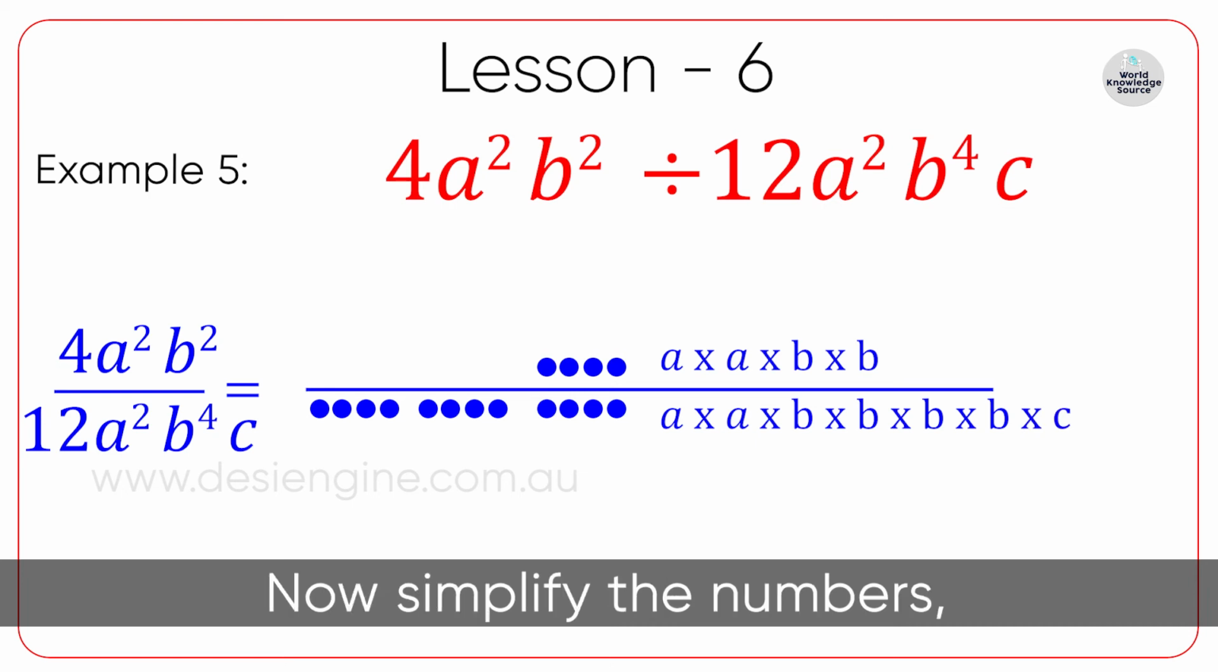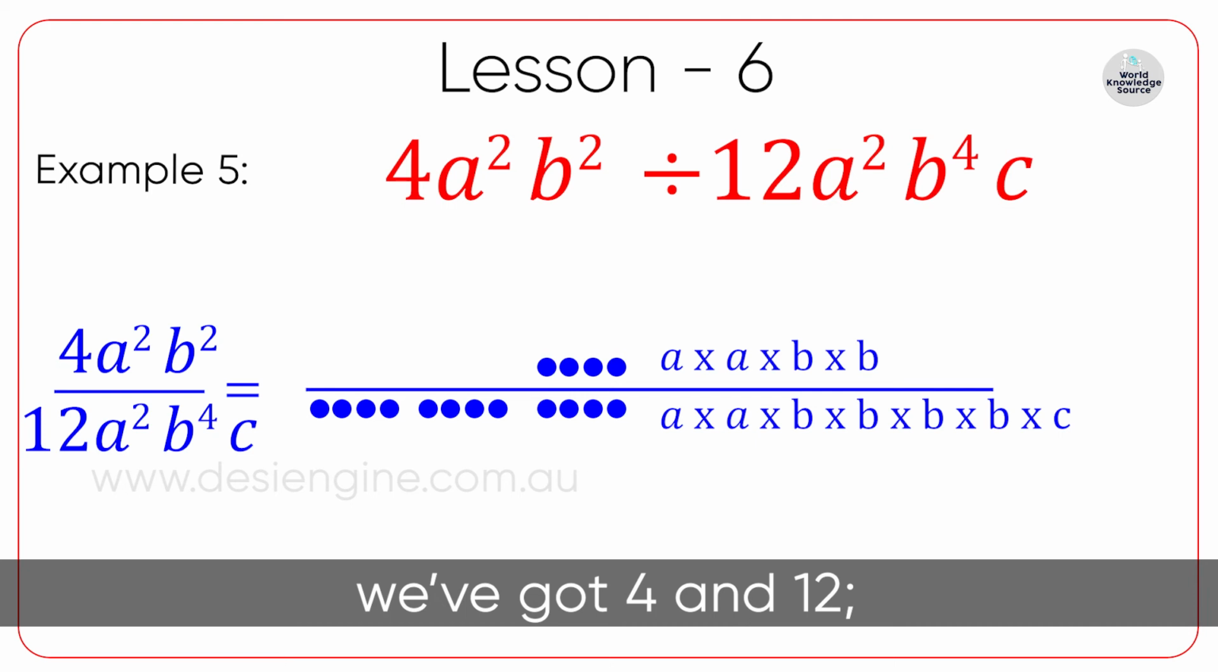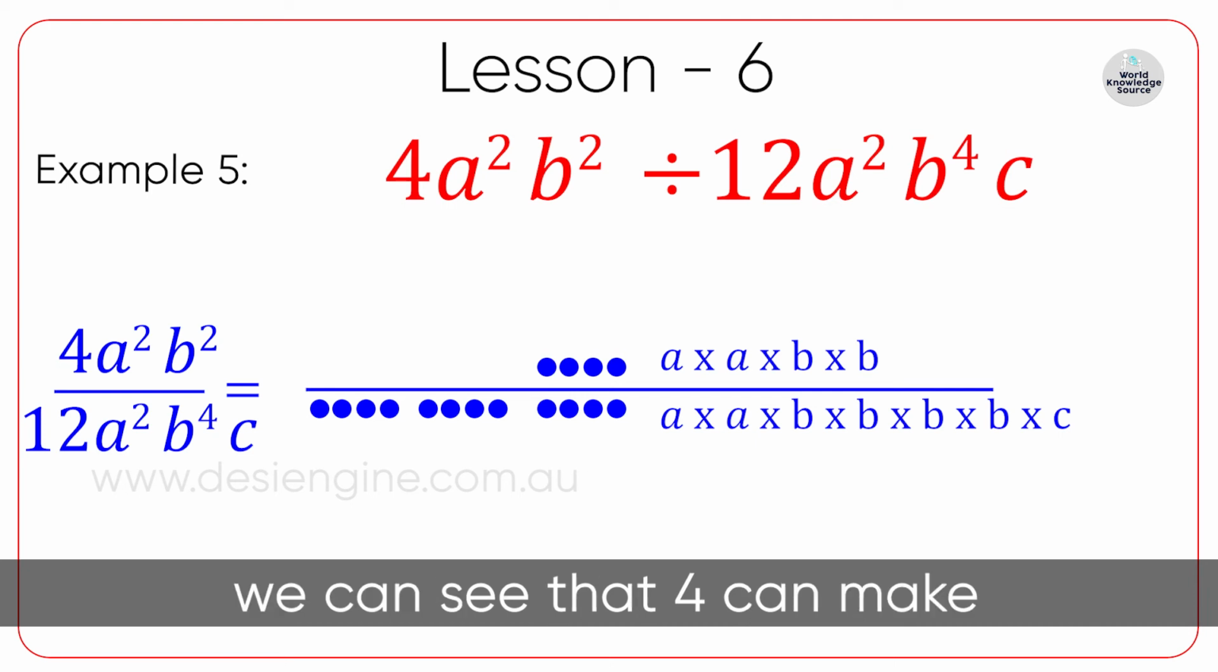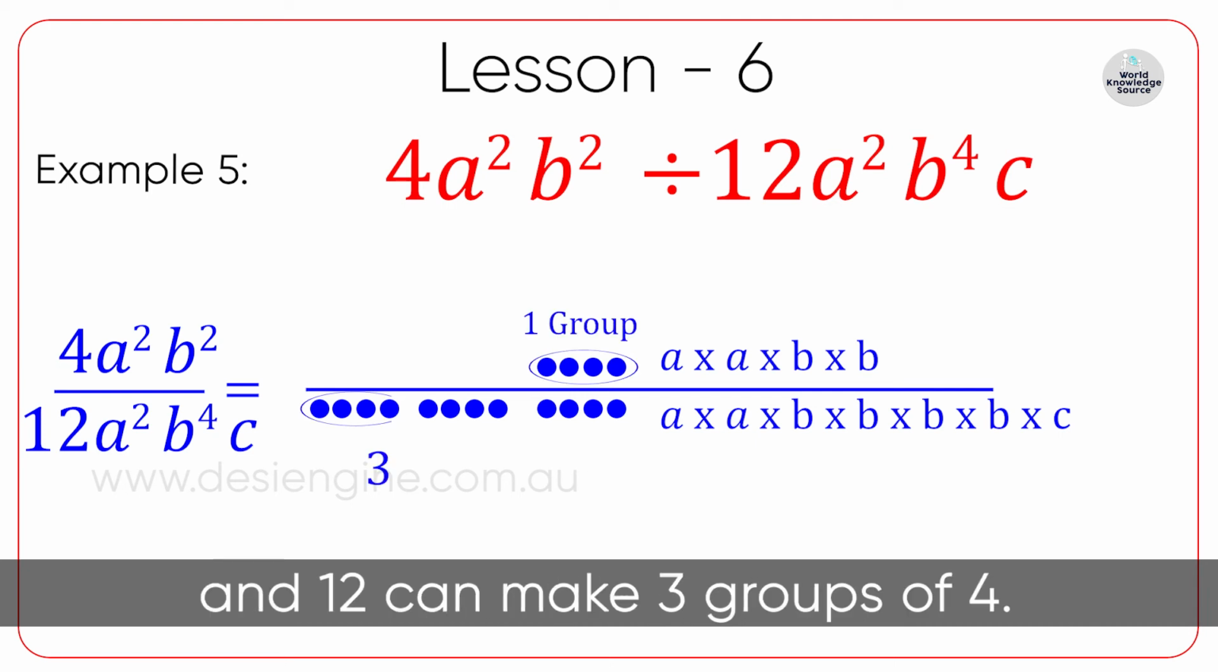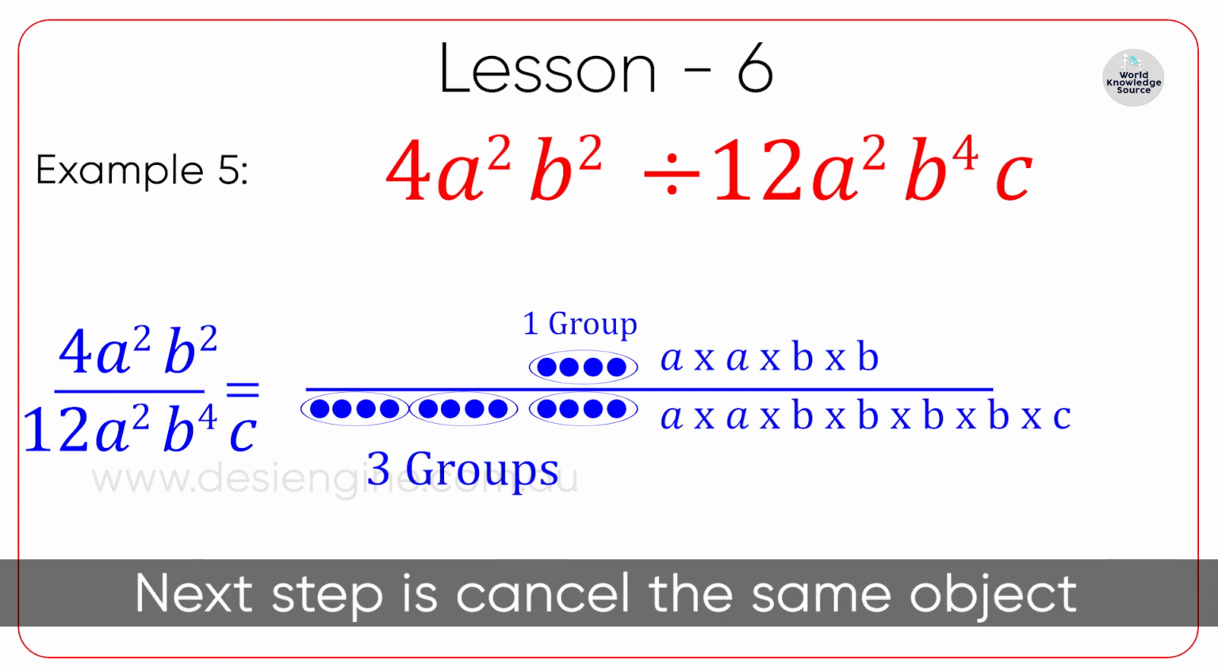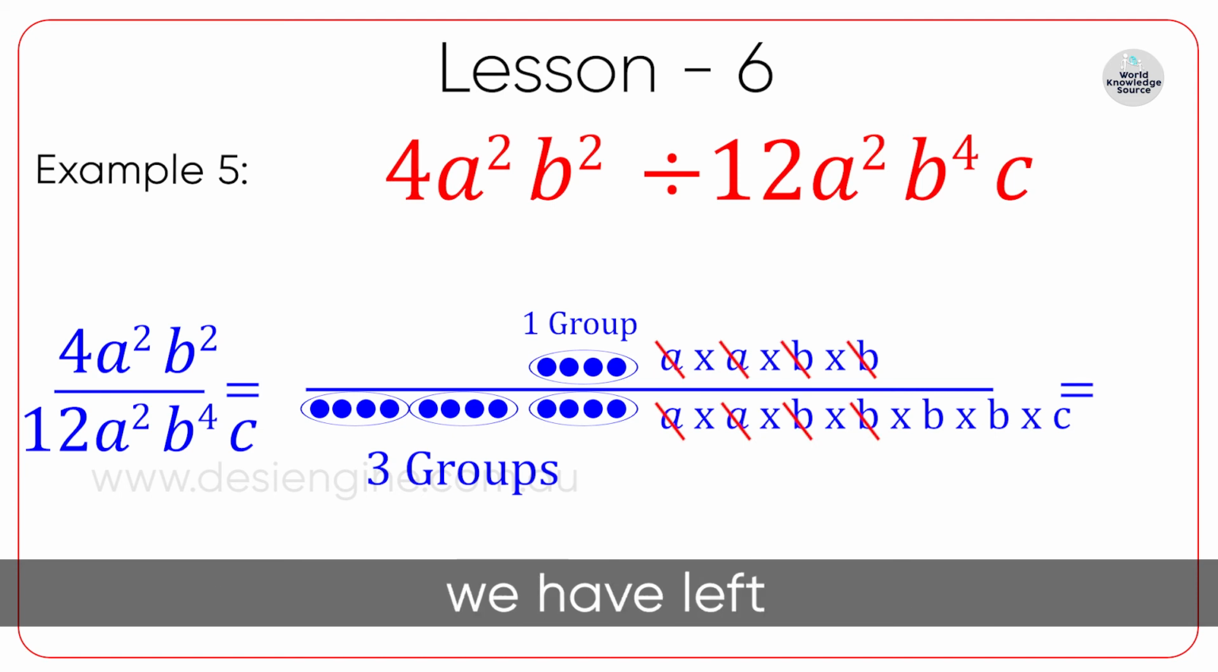Now simplify the numbers, we've got 4 and 12. We can see that 4 can make 1 group of 4, and 12 can make 3 groups of 4. Next step is to cancel the same objects, a and b. We have left 1 over 3b power of 2 c.